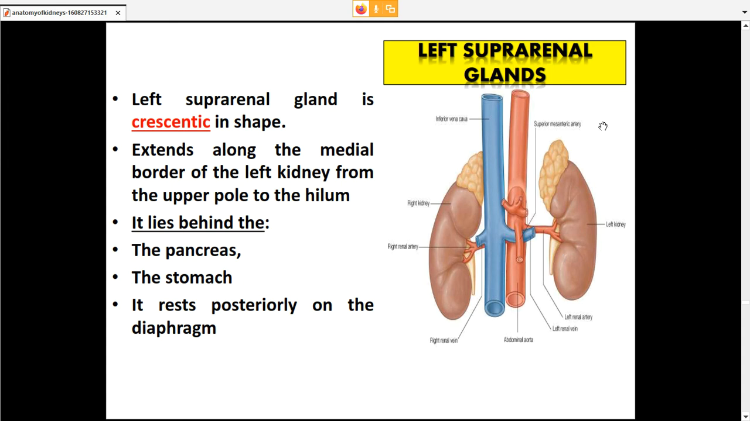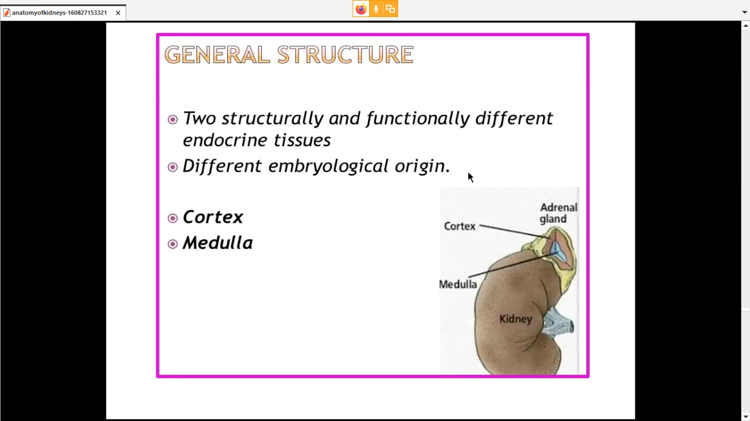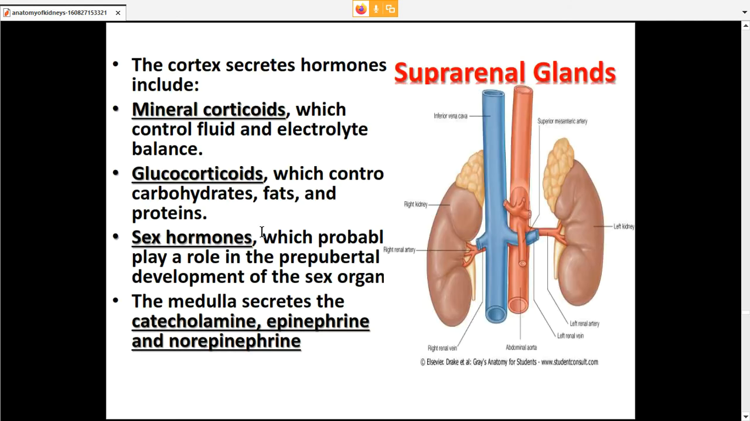Okay, so this is the left suprarenal gland. Here you can see that, and the right suprarenal gland. So structurally, what we can identify inside the suprarenal gland are the cortex and medulla. Same thing as you have seen in the kidneys.